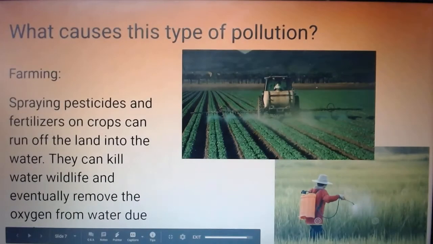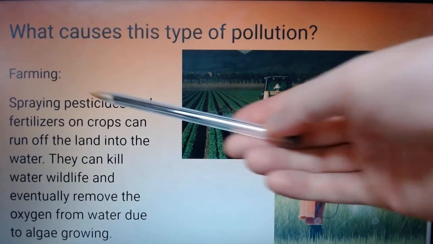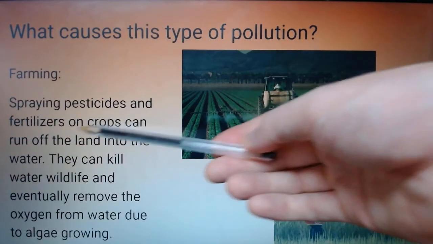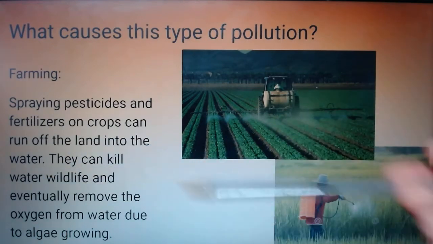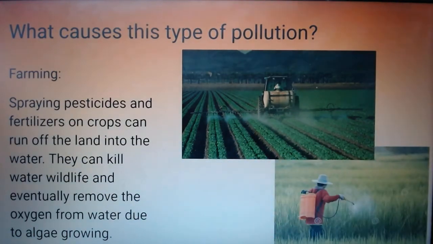These are the notes all of you are going to have to make. All right, so what causes this type of pollution? First of all, farming. You will notice I've kept the pictures exactly the same as from land pollution. I did that on purpose, okay? Spraying pesticides and fertilizers on crops can run off the land into the water. They can kill water wildlife and eventually remove the oxygen from water due to algae growing.